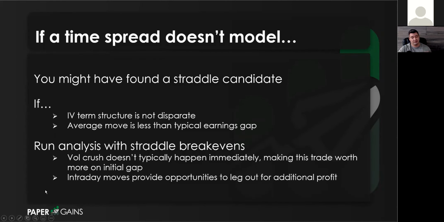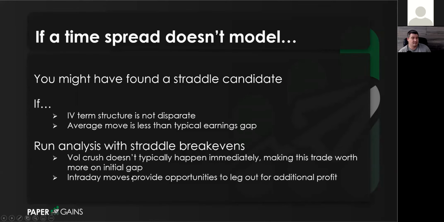To define whether or not we're going to take a calendar trade or a straddle trade, we're going to use the analyzer and the data that we get out of the spreadsheet. We're going to see when the time spread doesn't model well, like I have a poor risk reward and a poor average. That's when we're going to run a separate analysis and say, hey, look, this might have a break even if I buy the options.